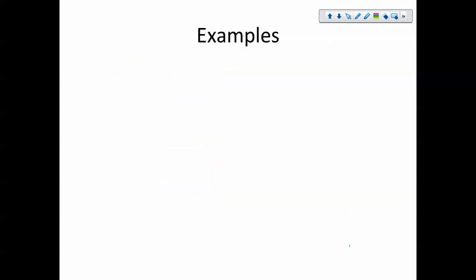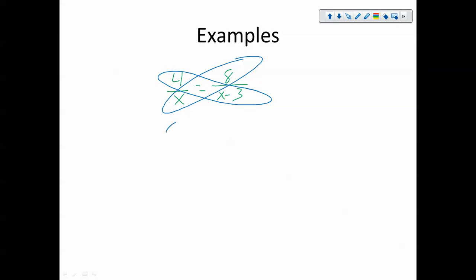So let's do something different that extends this idea a little bit more. So now we have 4 over x equals 8 over x minus 3. We're going to solve this problem the same way. We're going to use the cross product. I'm going to multiply these together, and I'm going to multiply these together. 8 times x is 8x. 4 times x minus 3, that's 4 times x minus 3.